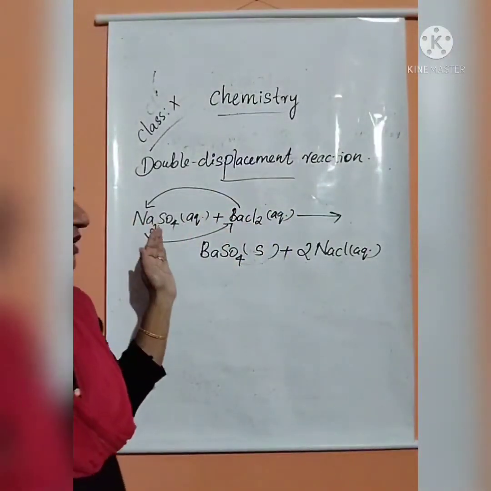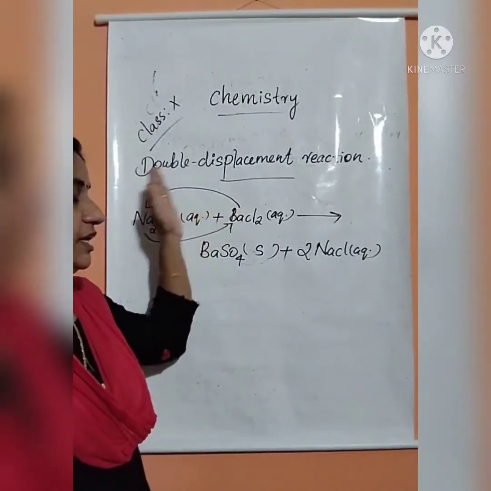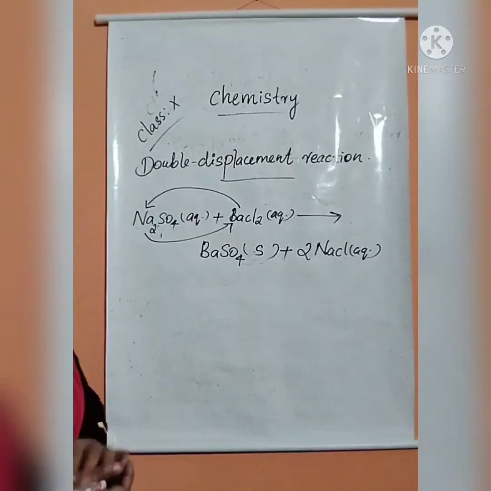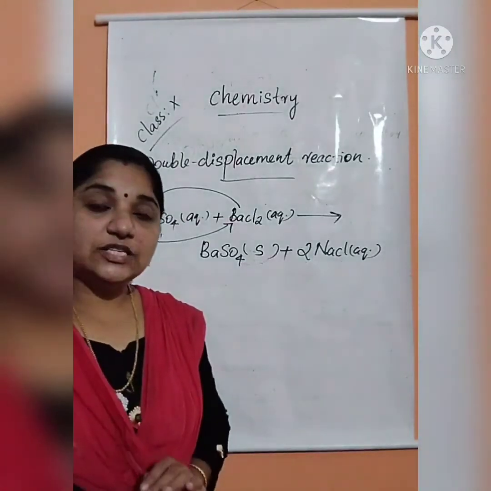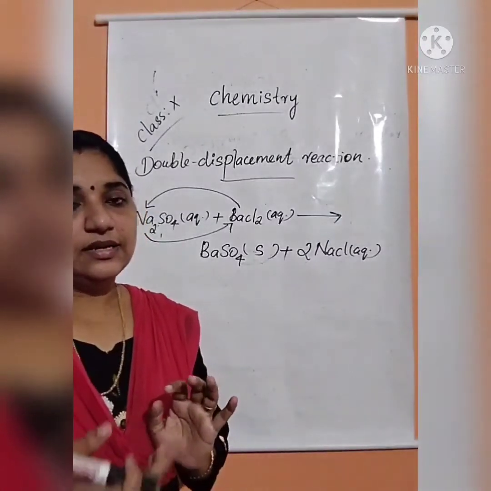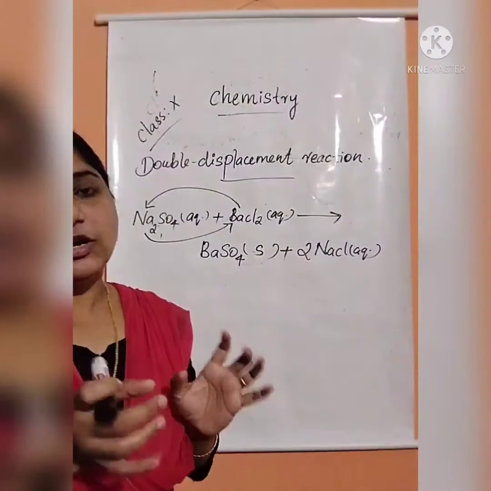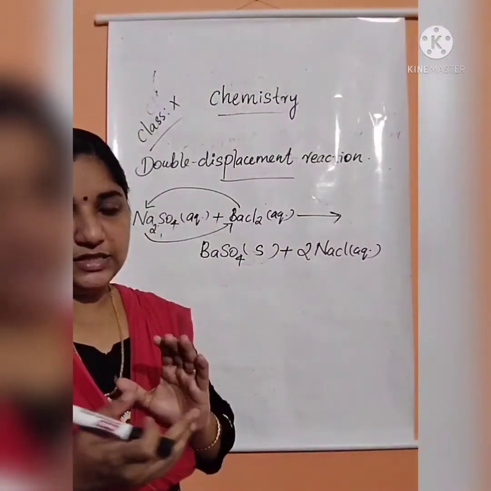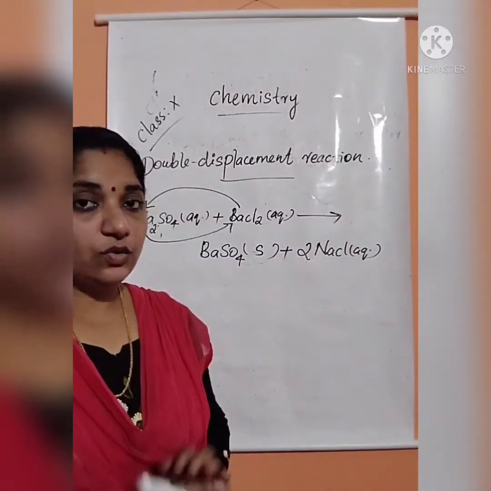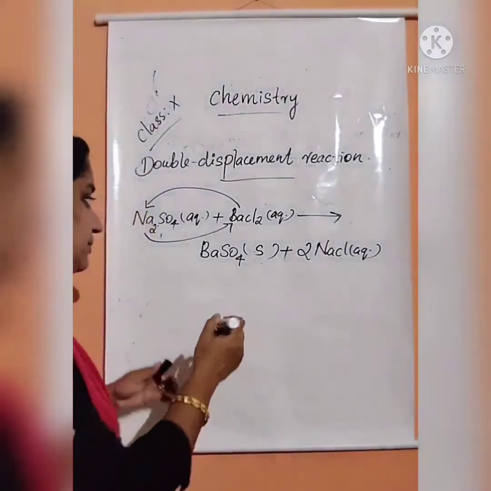Here, double displacement has happened. Sodium displaces barium, barium displaces sodium. In a double displacement reaction, there is an exchange of ions. The products are an insoluble substance, that is a precipitate. So this double displacement reaction we can also name a precipitation reaction.